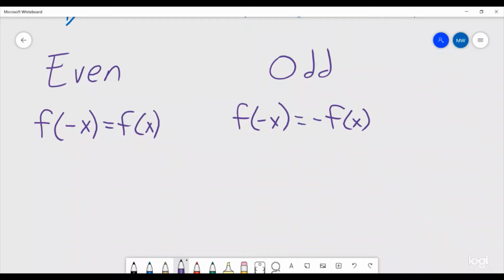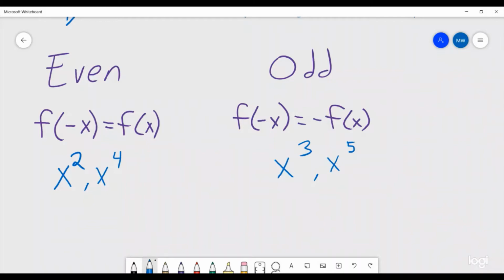So the reason that these get the names even and odd comes from the powers of x. So x squared is an even function, x cubed is an odd function. And so the reason that they get the name even and odd is a reference to x squared, x cubed. X to the fourth is going to be an even function, x to the fifth is an odd function. Any function that is comprised only of x's raised to an odd power is an odd function. Similarly, any function comprised only of x's raised to even powers is going to be an even function.